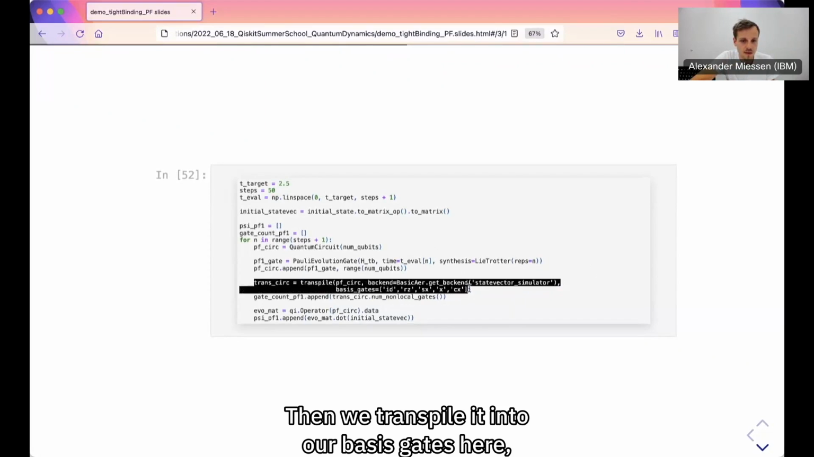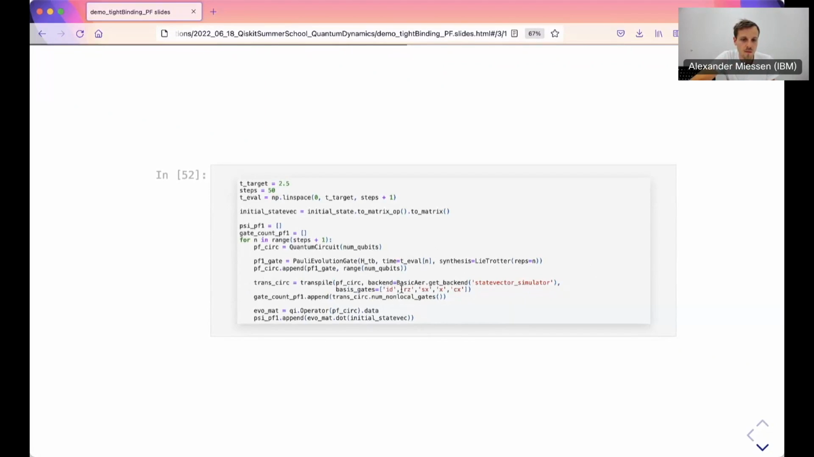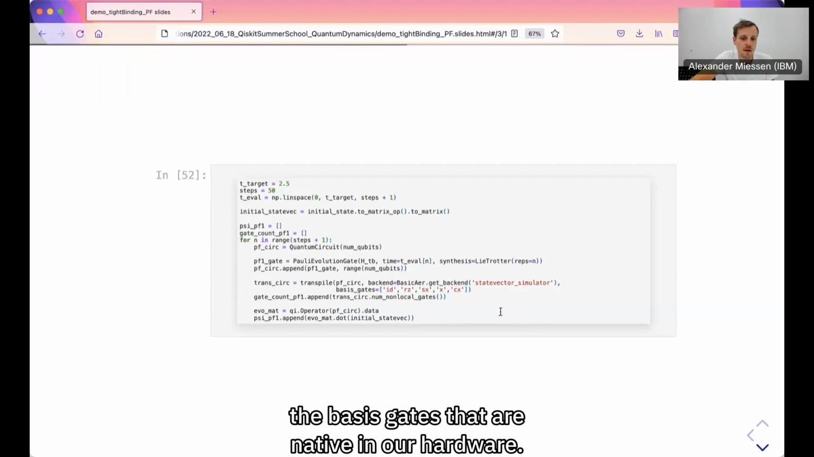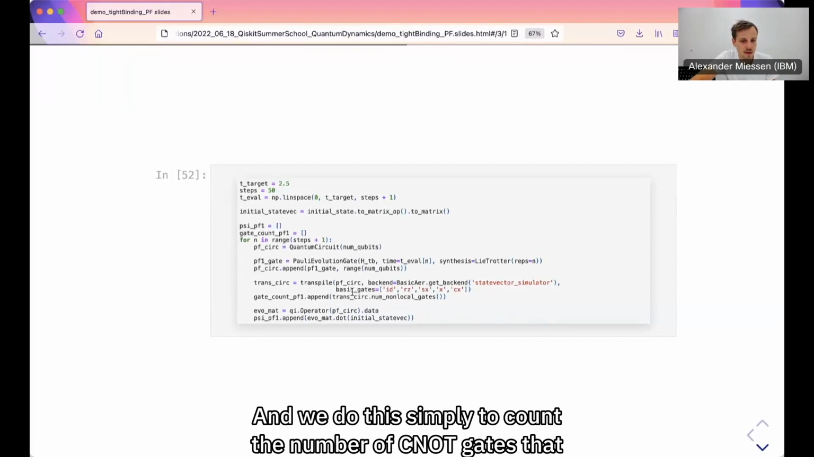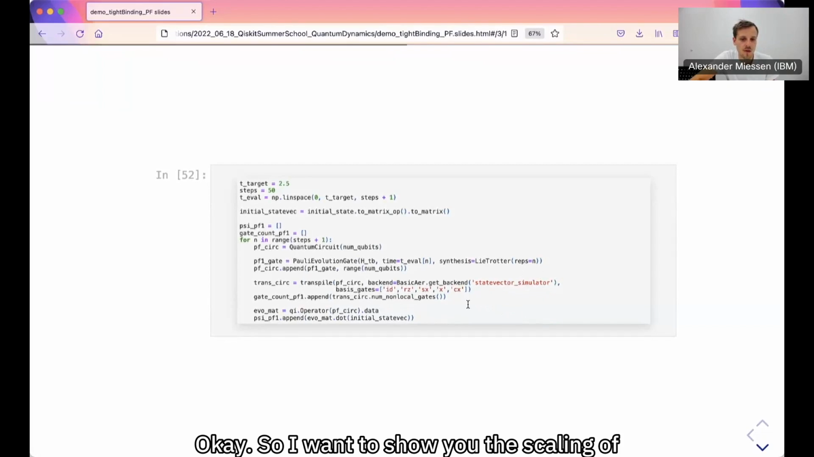Then we transpile it into our basis gates. Here, ID, RZ, SX, X, and CX are the basis gates that are native in our hardware. For instance, this is a CX, this is an RZ rotation, and so on. And we do this simply to count the number of CX gates that this circuit has. I want to show you the scaling of the number of CX gates, which is the most expensive gate that we have in our hardware, to compare with the product formula of order 2 later.